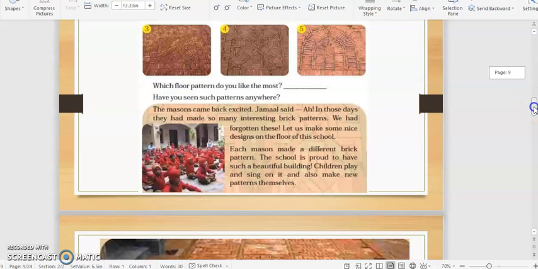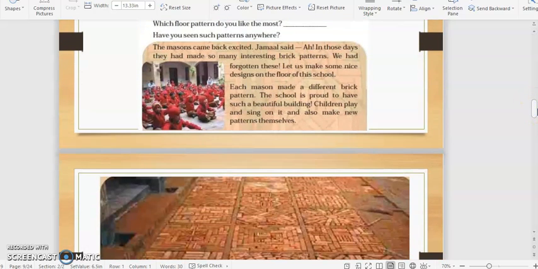The masons came back excited. Jamal said, in those days they had made so many interesting brick patterns. We had forgotten these. Let us make some nice designs on the floor of the school. Each mason made a different brick pattern. The school is proud to have such a beautiful building. Children play and sing on it and also make new patterns themselves.